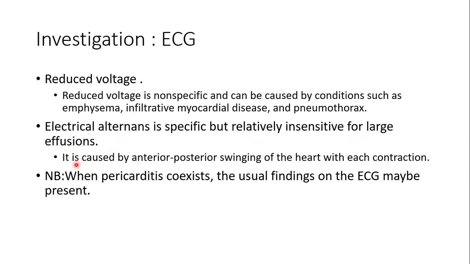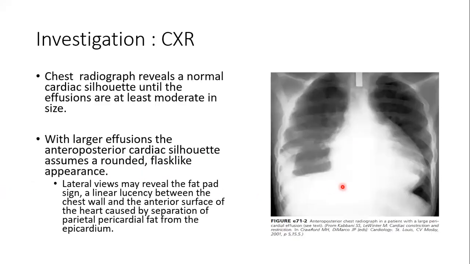So why do we have that alternating pattern on ECG? It is caused by the anterior-posterior swinging of the heart in that massive effusion with each contraction. So when pericarditis coexists, the usual findings on ECG may also be present. So this is an X-ray, and for this patient, there's a massive effusion here, and you tend to have this flask-like appearance, which you can see here.